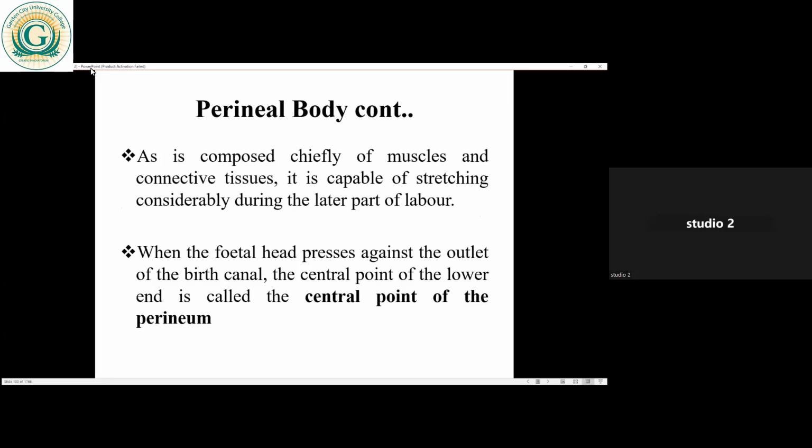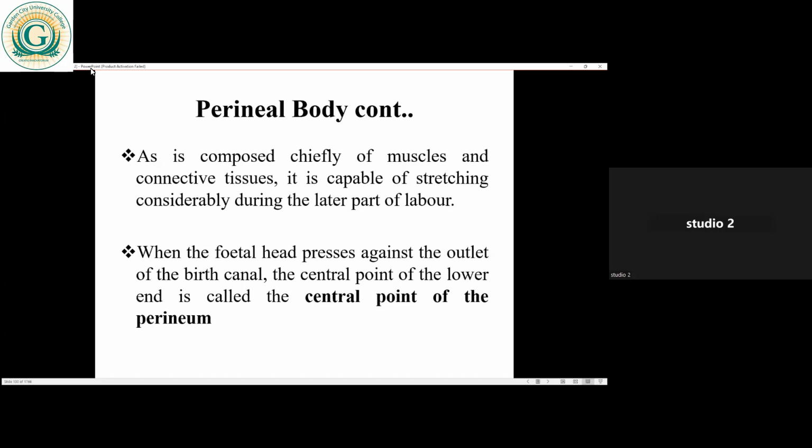The perineum is very strong. So sometimes when the baby is coming through the vagina, it stretches to allow the baby to pass. If it is resisting stretching, that is when the midwives cut through and then allow the baby. Otherwise, if the midwife doesn't cut through and the baby forces its head through it, at the end of the day, you get something we call a tear of the perineum. When the fetal head presses against the outlet of the pelvic canal, the central point of the lower end is called the central point of the perineum.